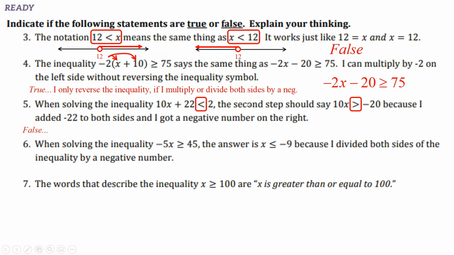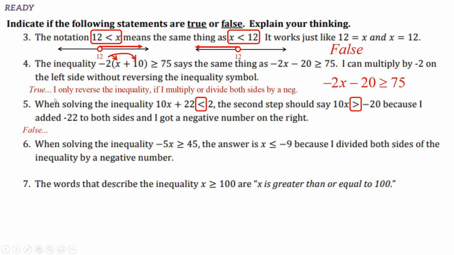Okay. Oh, man, I thought I'd do a little bit of solving for you guys, but now take a look here. The second step should say 10x is greater than negative 20. So they reversed the inequality symbol. And did they have to do that? Because I subtracted negative 22 to both sides and I got a negative number on the right.